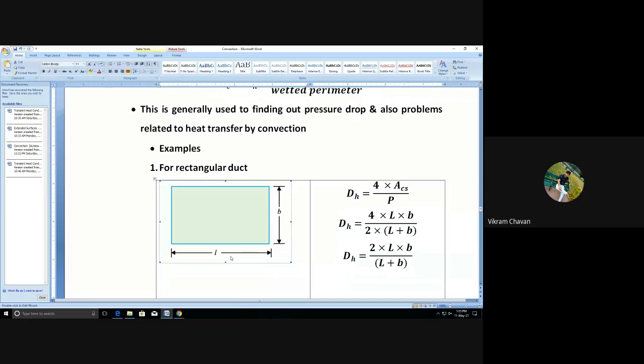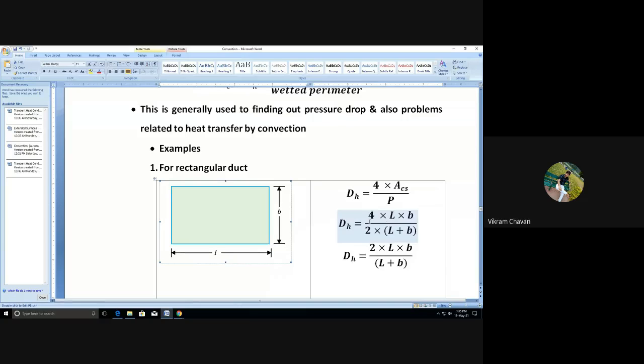And how to determine the wetted perimeter? We know that perimeter is nothing but the addition of all the sides, that is L plus L and B plus B. That is nothing but 2L plus 2B, so we can say 2 times L plus B. Wetted perimeter means the perimeter through which the fluid is flowing and is in contact with that particular surface. That is nothing but the wetted perimeter.